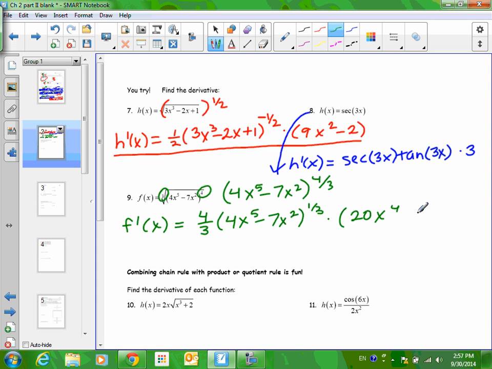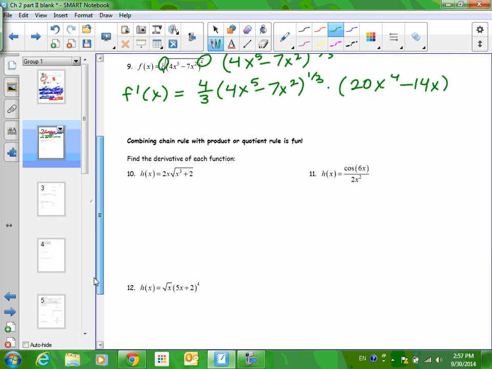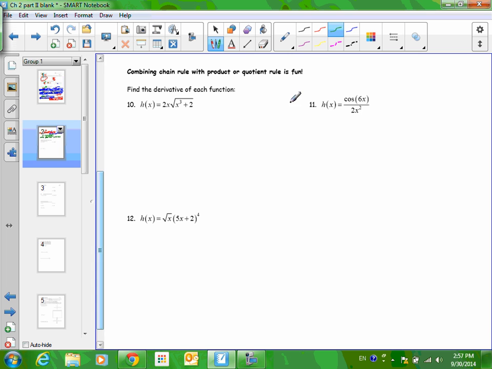So you guys see now why we kind of had a test midway through. I wanted you to be really, really good at power rule and all that before we started with this chain rule. Okay? So now we get to combine them all together. Yay! Right? Okay, so number 10.